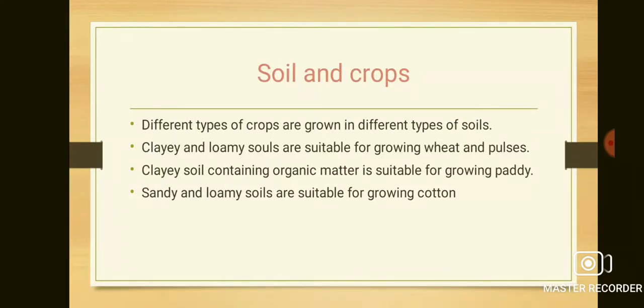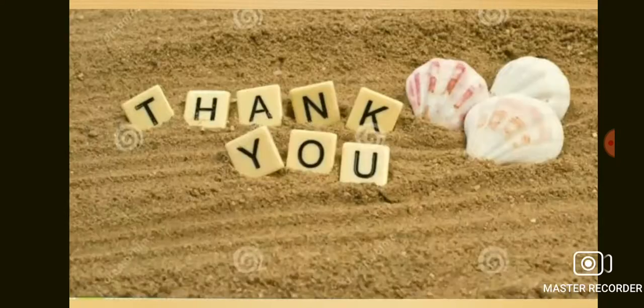Now let's go through the next topic, which is soil and crops. Different types of crops are grown in different types of soil. Clayey and loamy soils are suitable for growing wheat and pulses. Clayey soil containing organic matter is suitable for growing paddy. Sandy and loamy soils are suitable for growing cotton.